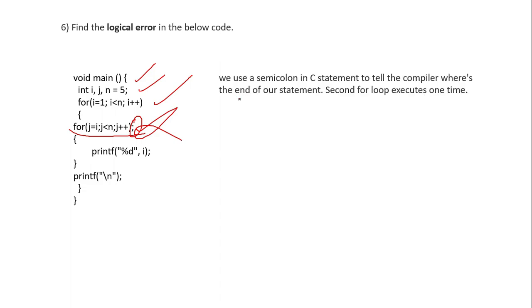So this is the thing. We use a semicolon in C to tell the compiler the end of a statement, and the loop executes only one time because we used a semicolon here. So this is the thing.